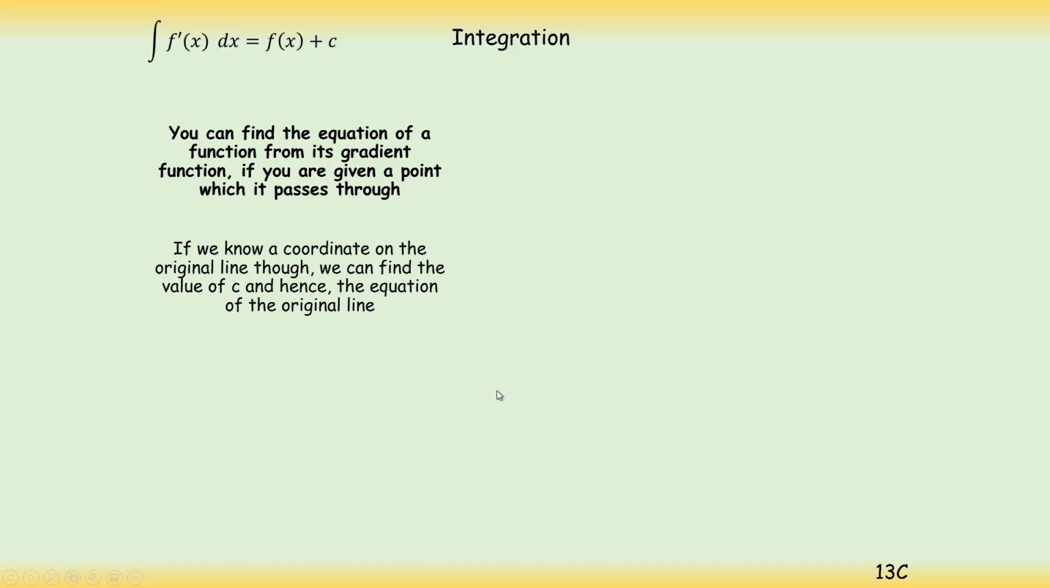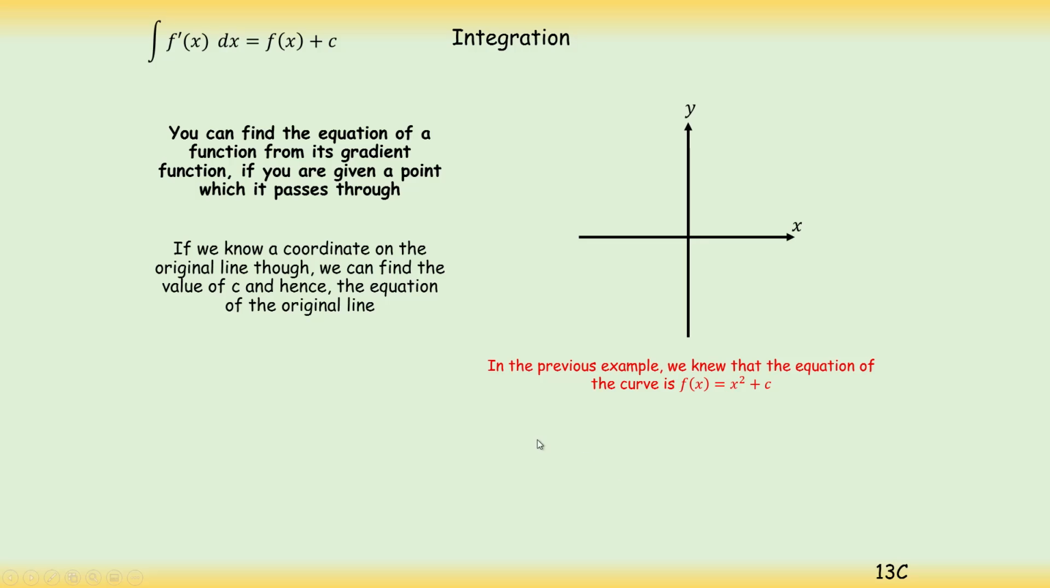So what do we do then to find the exact value of C? Well, we need something extra. And what we need is a coordinate anywhere along the curve. If we have one coordinate along the curve, then we can use that. We can put that back into the function, and then we can find C, the constant term.